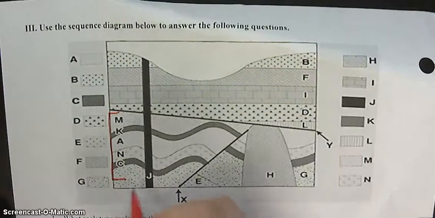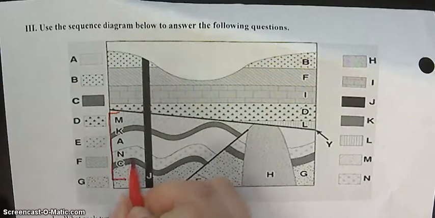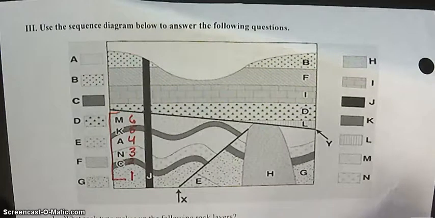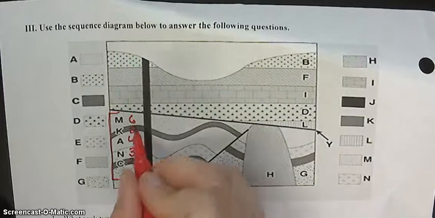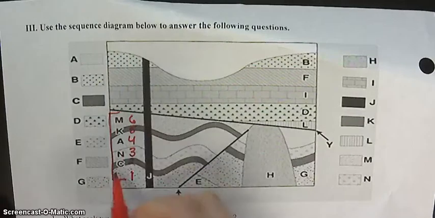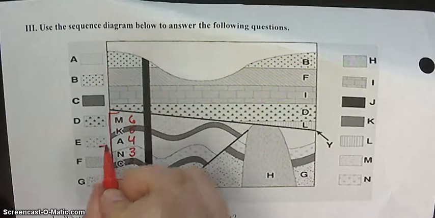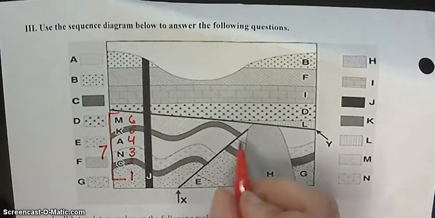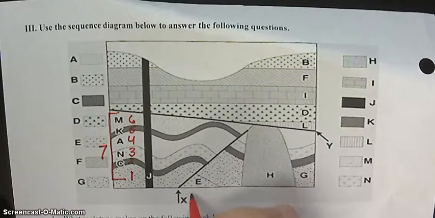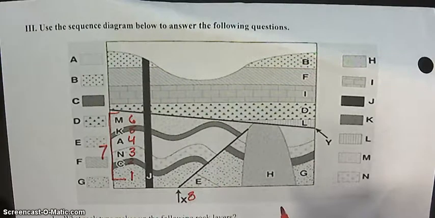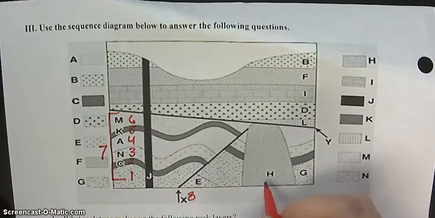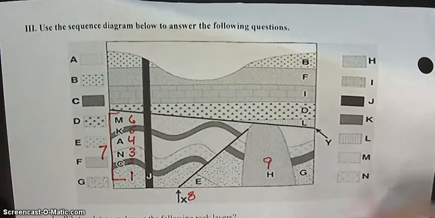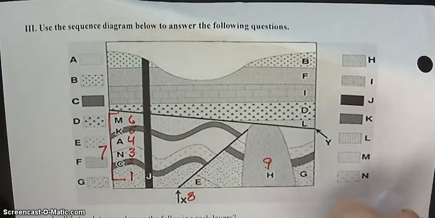According to the principle of superposition, this one down here would be the oldest, and this one up here would be the youngest. So superposition tells us the oldest is on the bottom. Original horizontality tells me that those ones then got tilted. Cross-cutting relationships are going to tell me that this fault X came later, and then this igneous intrusion right here came even later. The reason I know it came later is because it cuts across the fault.